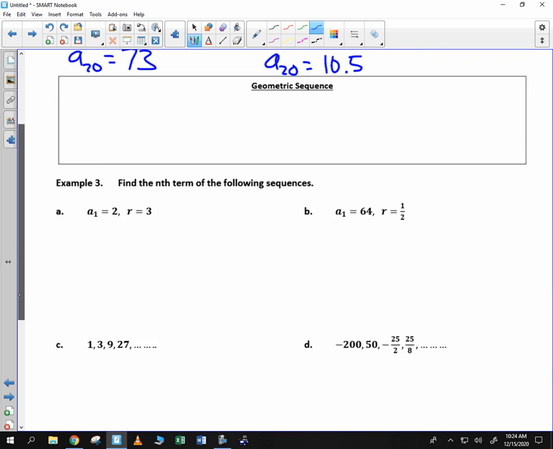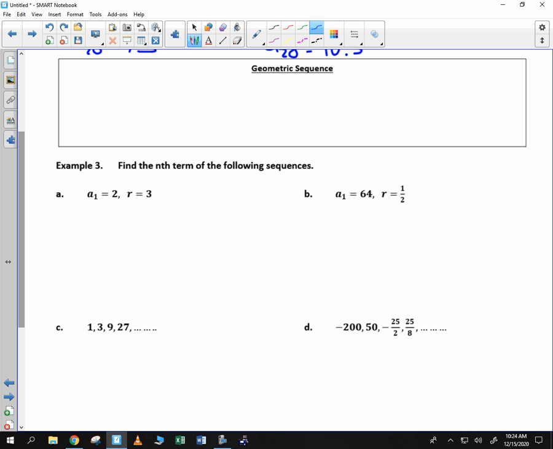The second type of sequence we want to talk about, and the last one for today, is the geometric sequence. A geometric sequence is a sequence whose consecutive terms have a constant ratio.